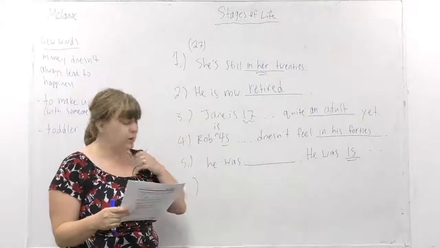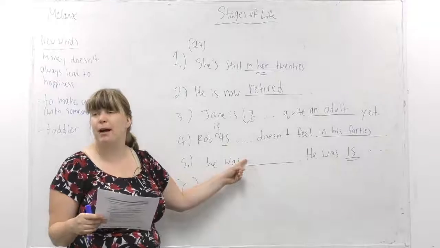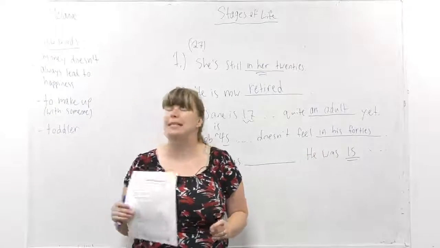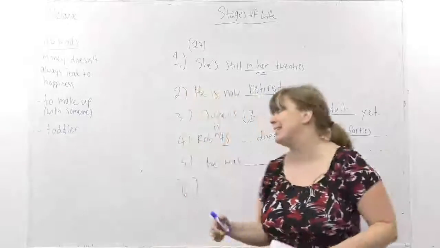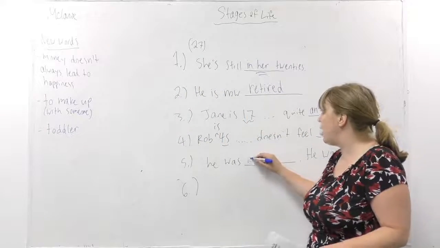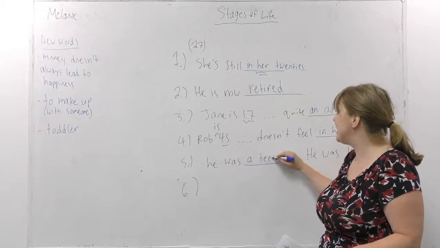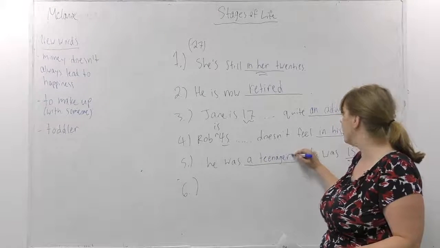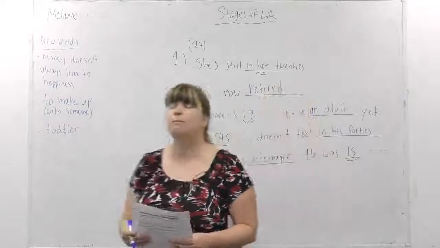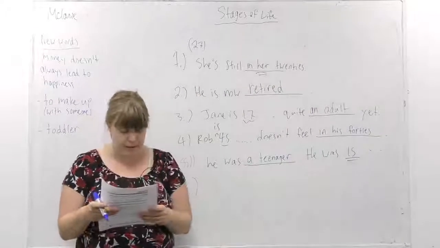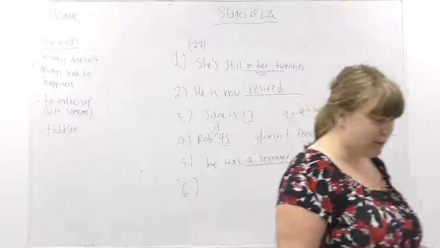Okay, and do we have an answer for number five? He was 15, had his first girlfriend. Somebody said teenager. Excellent. Very good. Don't forget the indefinite article. He was a teenager. Excellent. So 13 to 17 is the teenage years. Number six.